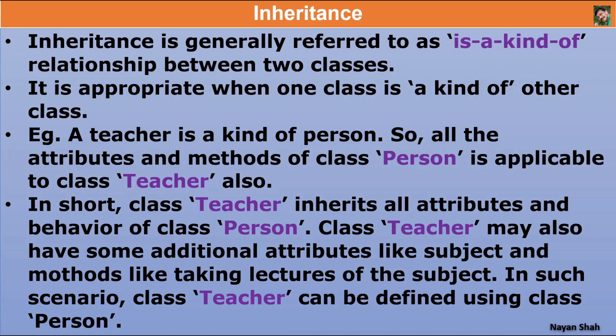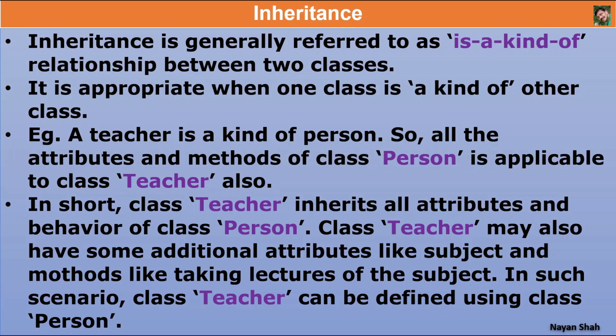It is appropriate when one class is a kind of other class. For example, a teacher is a kind of person. So all the attributes and methods of class person is also applicable to class teacher also. Let us take other example. An engineer is also a person. So an engineer class is a kind of person. So all the attributes and methods of class person is applicable to class engineer also.